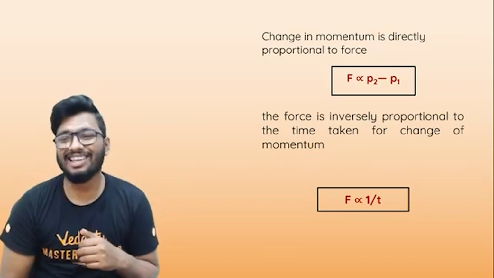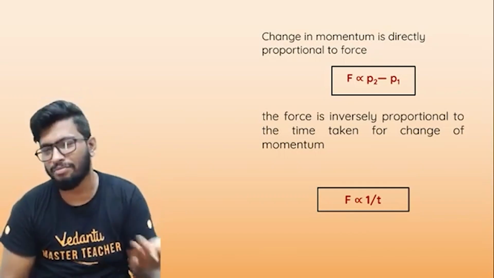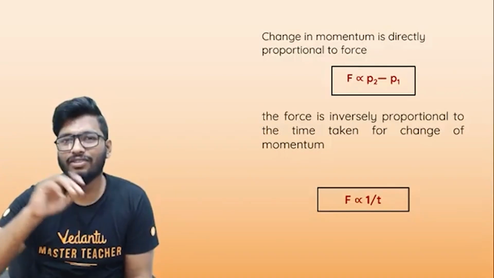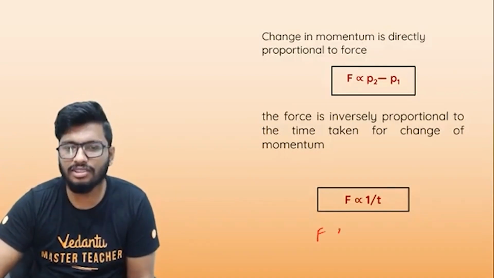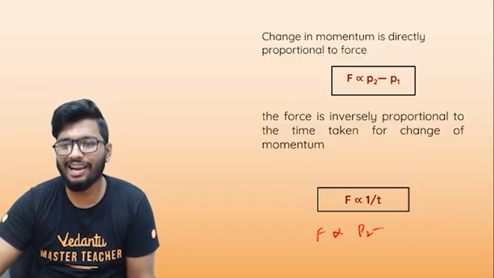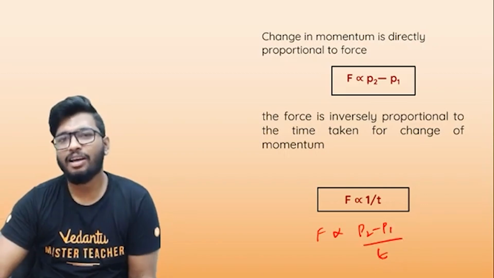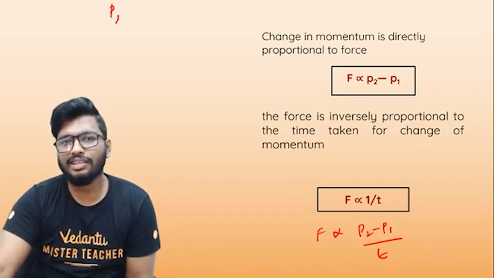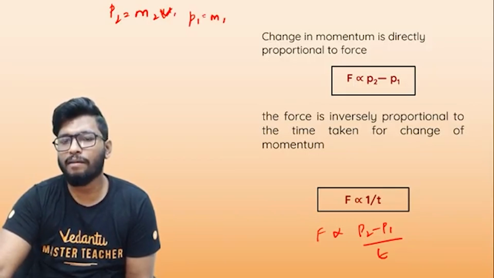Sorry, the force is inversely proportional to the time taken for the change in momentum. So F is proportional to 1 by T. Now we know that force is directly proportional to P2 minus P1 divided by T. Now what is P2 and P1? P2 is nothing but M2 V2, and P1 is M1 V1.